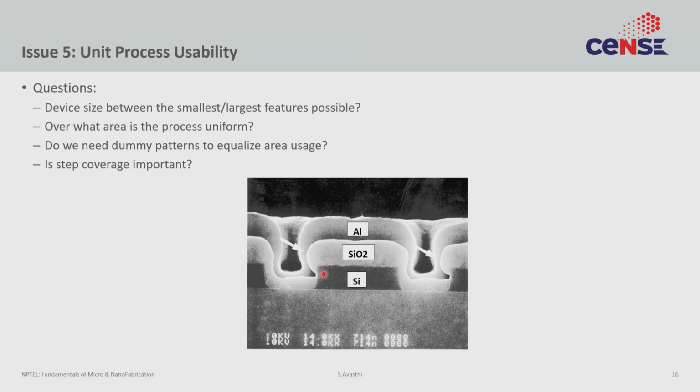So these questions can only be resolved once you think it through. Like, I want to deposit silicon dioxide. I can do it 5 different ways. What is my need? Is this unit process more appropriate? Is that unit process more appropriate? And then you choose a suitable one.